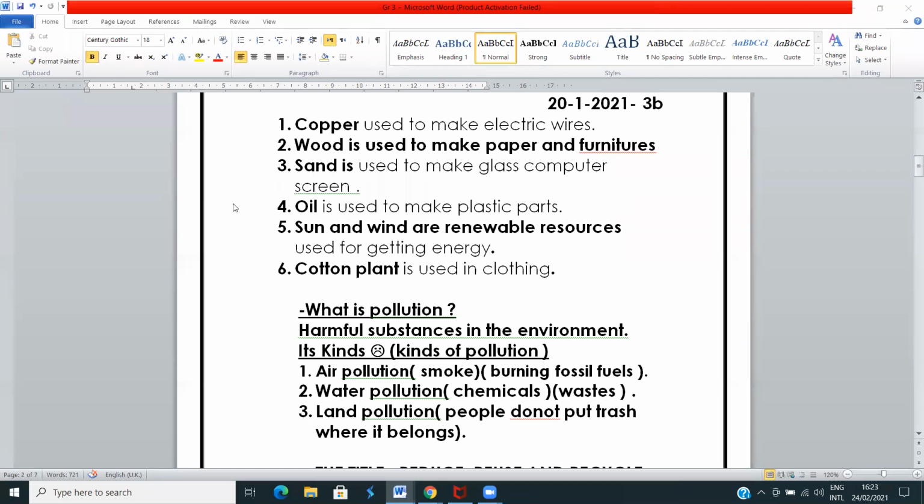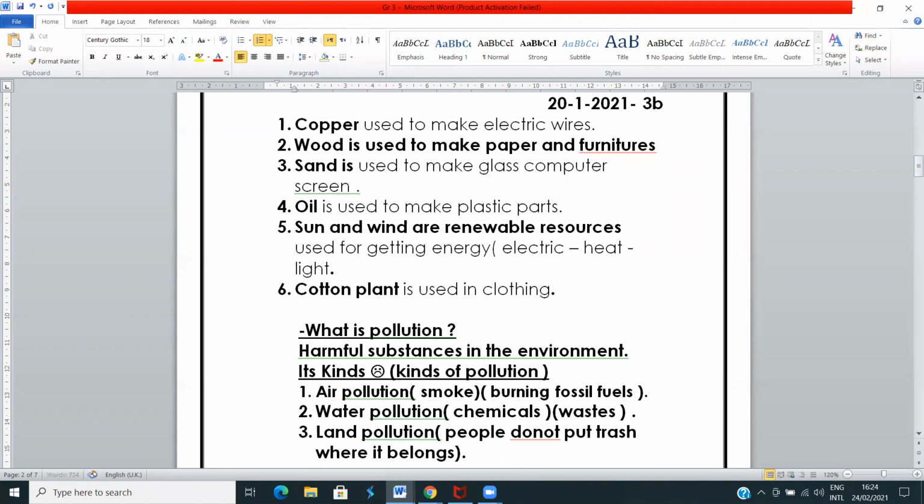Sun and wind, we use it for what? Sun and wind are renewable resources, okay? Used for getting energy. Like what energy, my students? Like electric energy. That's an example of this energy, my students, electric energy, okay? What is the other energy? Heat energy. Understand? Yes. We can see light energy from the sun.